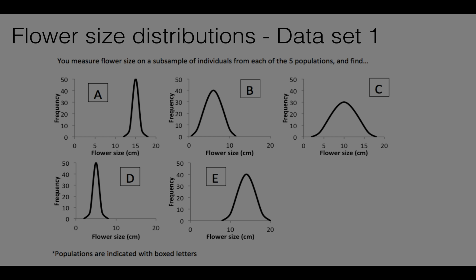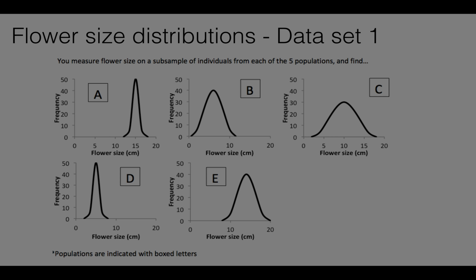Again, this is an exercise in hopefully seeing that there are different ways of doing things and that there isn't always one clear and clean answer. This first data set was a morphological data set with different flower sizes, or looking at how many flowers within these populations had different flower sizes. And there are lots of different things you could have come up with here.